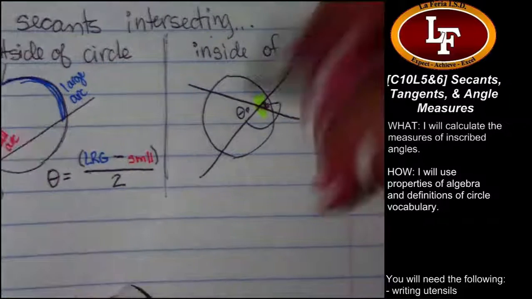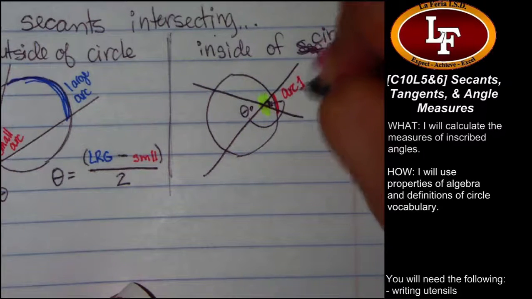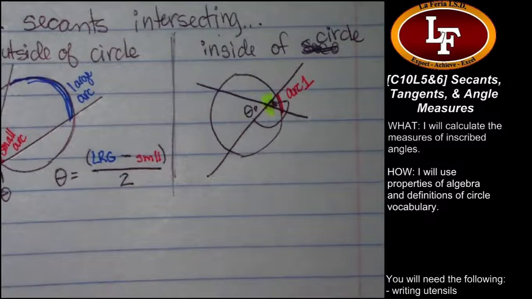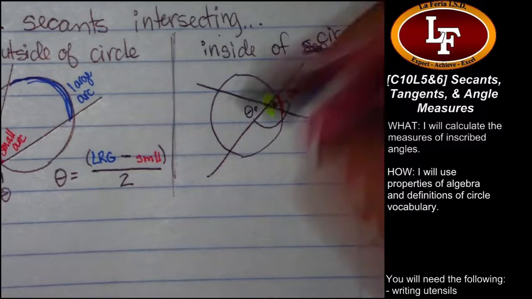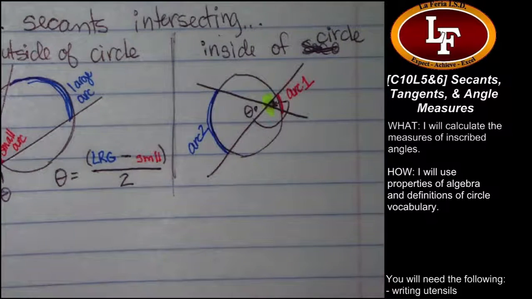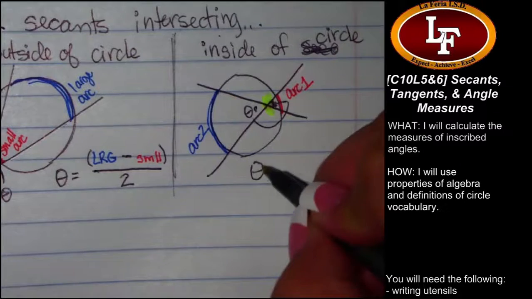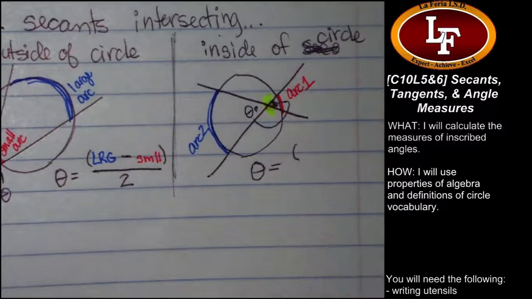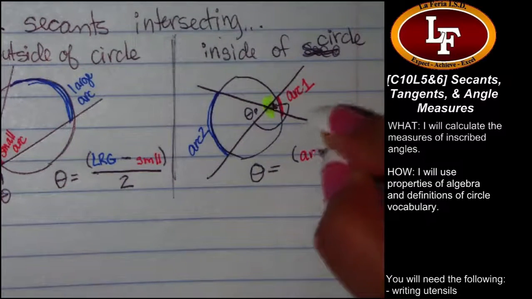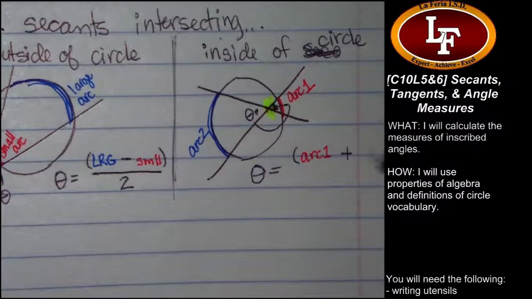And once again, you create two arcs. One might be smaller than the other, but it's always hard to tell which one is which. So we're going to call them not small and big arc, but arc 1 and arc 2. The formula for finding theta then in this setup looks like this. Theta equals the average of arc 1 and arc 2. So you're going to take those arc measures and add them together before you divide by 2.